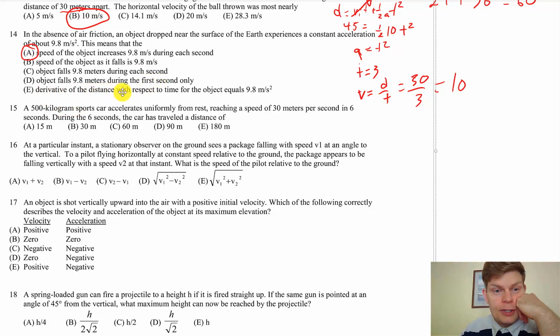And then the derivative of distance with respect to time for the object equals 9.8 meters per second. Derivative of distance with respect to time is the rate of change of distance with time, which is velocity, not acceleration. So that's the problem. If it said the derivative of the velocity with respect to time for the object equals 9.8 meters per second squared, it would be right, but it doesn't say that. All right.